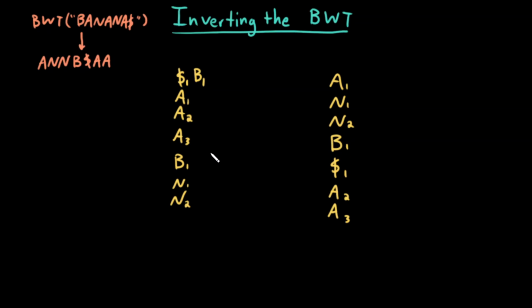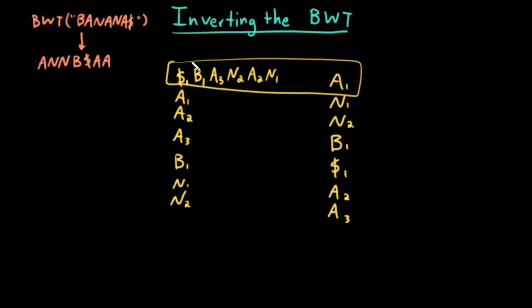Then B1 must have been followed by A3. Then A3 must have been followed by N2. Then N2 must have been followed by A2. Then A2 must have been followed by N1. Then N1 must have been followed by A1. Oh, actually this is A1 right here. So N1 was followed by A1, which is already here. So I've actually reconstructed my original string. Remember the $ was at the end, so I can just move the $ to the end.